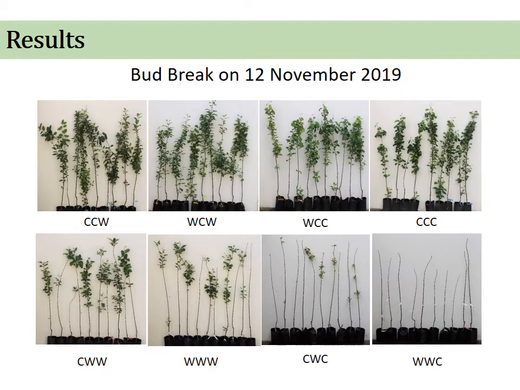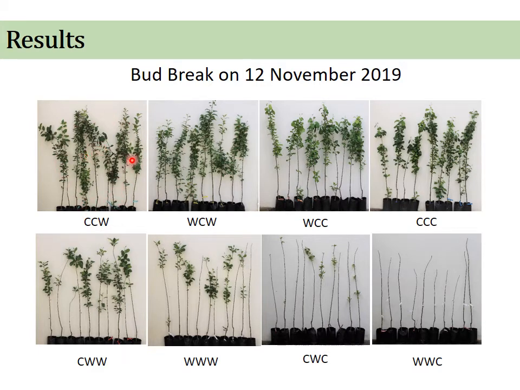Here we have some photographs of bud break on the 12th of November. We can see very clearly that all the trees that were in the cold area for the winter had relatively good bud break, and all those that were in the warm area for the winter had pretty poor bud break. If we look at this one, which is a warm autumn, a warm winter, and a cold spring, the worst possible scenario, there was no bud break. And the best scenario, which was the cold autumn, the cold winter, and the warm spring, had very nice bud break.